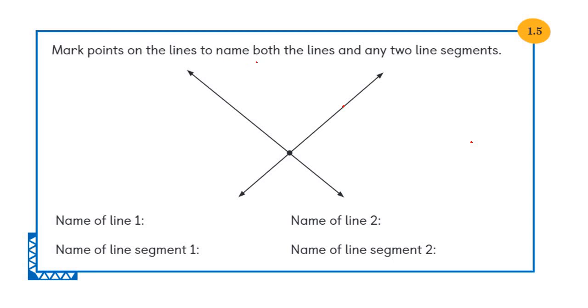Mark points on the lines to name both the lines and any 2 line segments. So there is a common point between these 2 lines and I named it as A. And I mark a point on the first line as B and one more point on the second line as C. So you have to mark points on the lines to name both the lines and any 2 line segments. Okay, children? You will do this and write the name of the line and line segment.